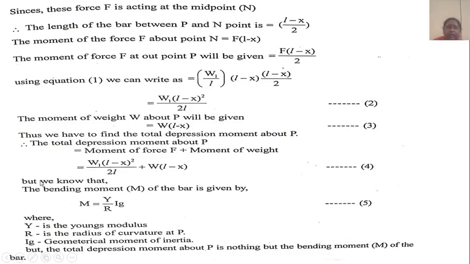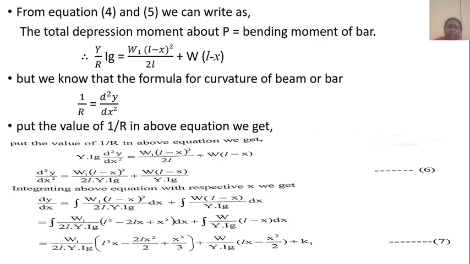But we know that the bending moment M equal to Y upon R into Ig, where Y is the Young modulus, R is the radius of curvature at P, and Ig is the geometrical moment of inertia. Therefore, the total depression moment about P is nothing but the bending moment of the bar. Therefore, from equations 4 and 5, we can write the total depression moment about P equal to the bending moment of the bar. Therefore, Y upon R into Ig equal to W1 into L minus x whole squared upon 2L plus W into L minus x.